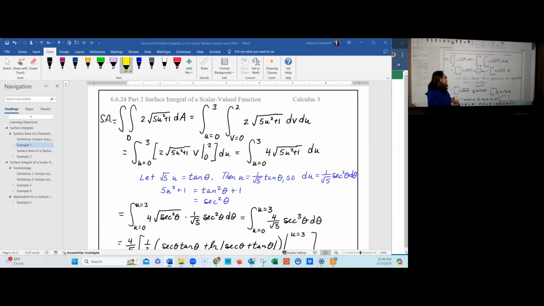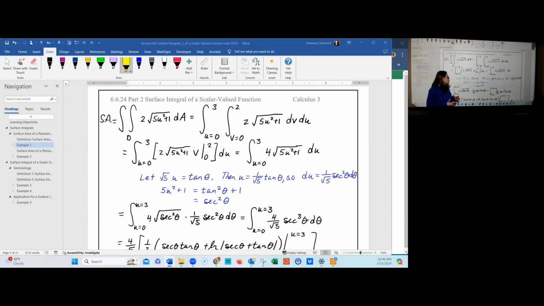So when we worked this one out, the first thing I did was integrate with respect to v. So I got v evaluated from 0 to 2 with the 2 square root of 5u squared plus 1, simply a constant. That gave me a new integrand of 4 square root of 5u squared plus 1.